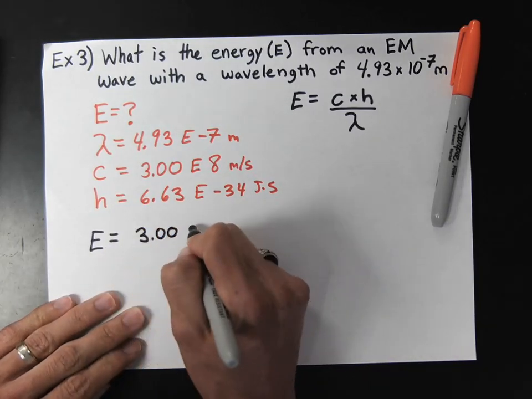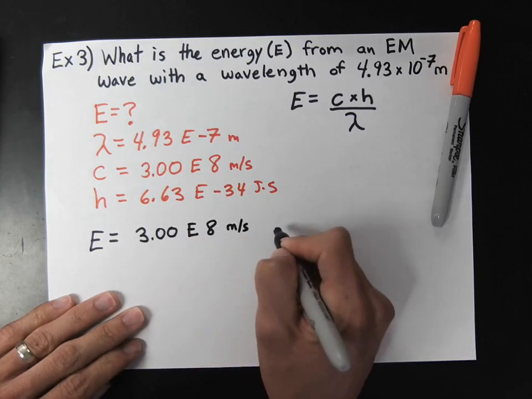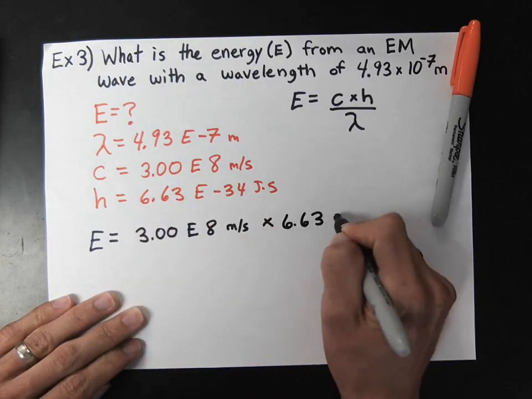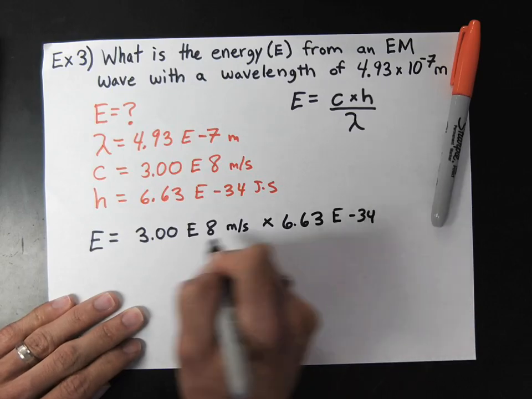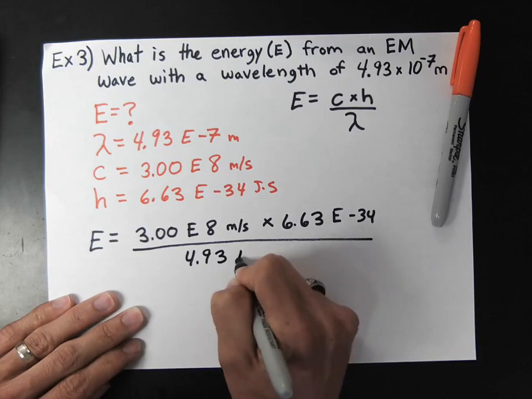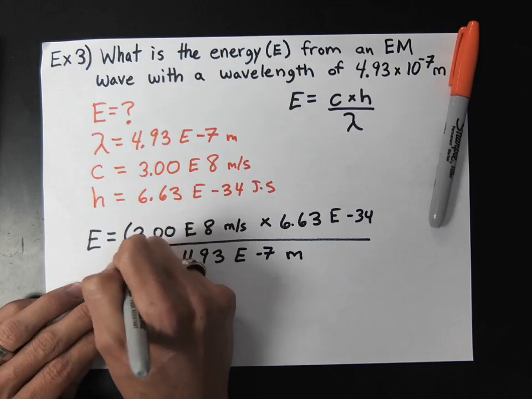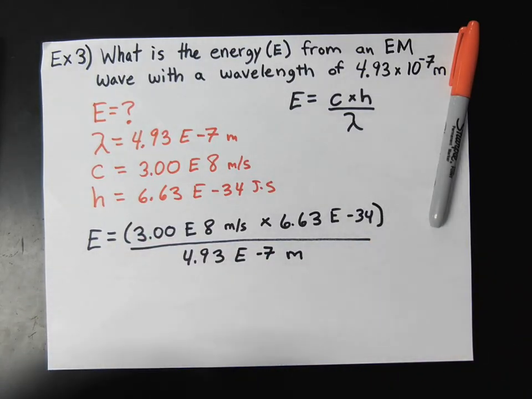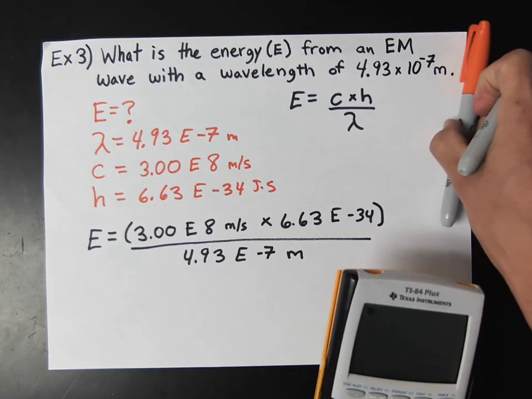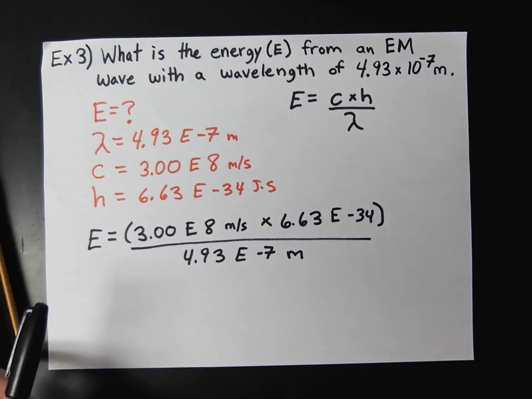3, 8 meters per second times Planck's constant, e negative 34, divided by your wavelength. I would use parentheses, especially if you're going to enter it all in one line of code on your calculator. Okay. So I'm not going to show you the calculator this time. You should be able to do it on your own.